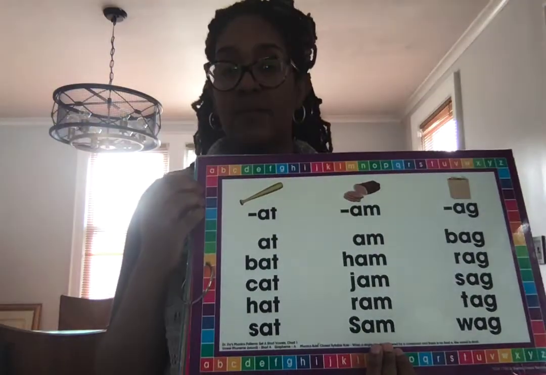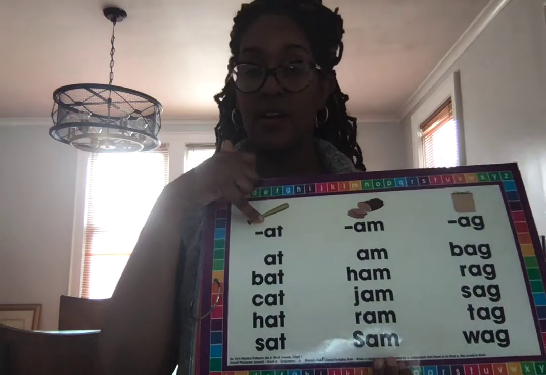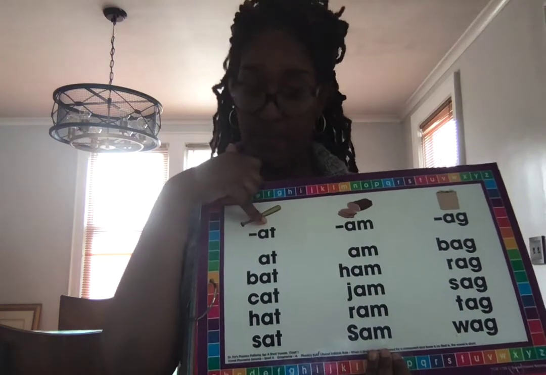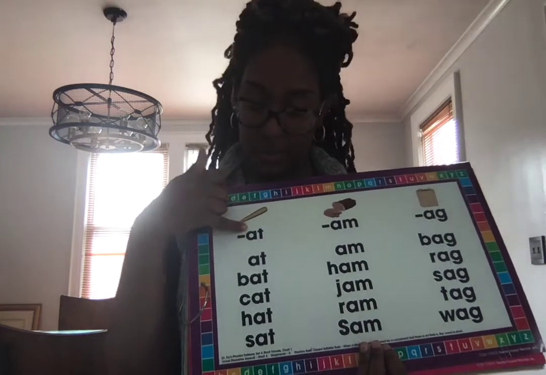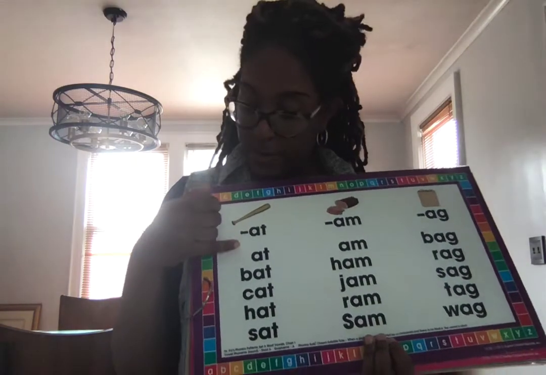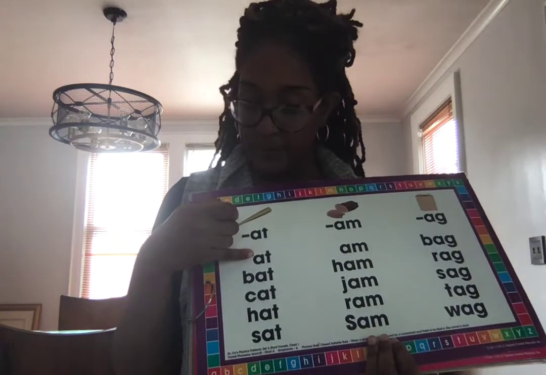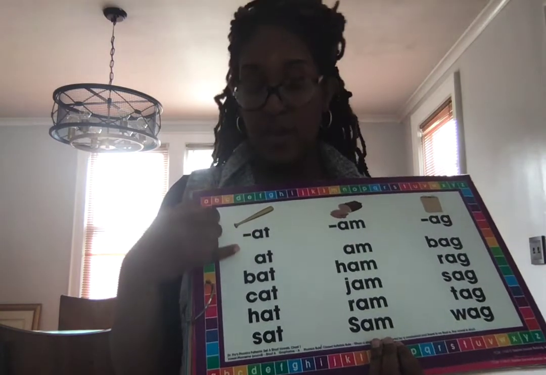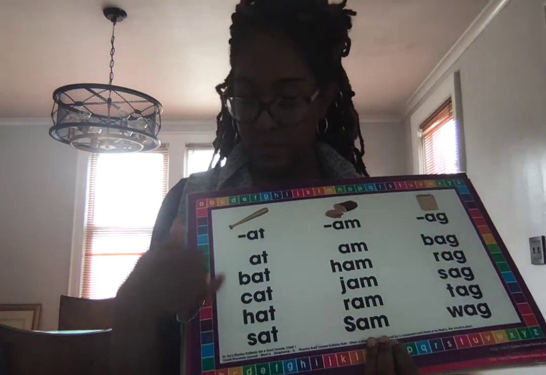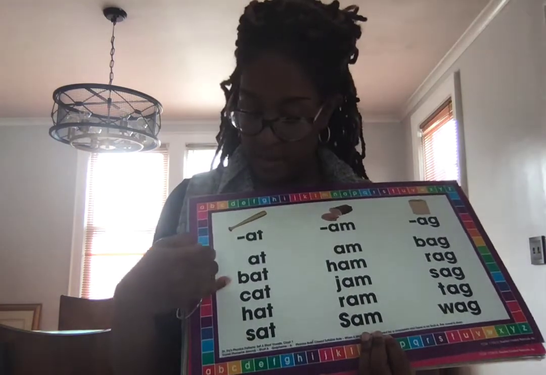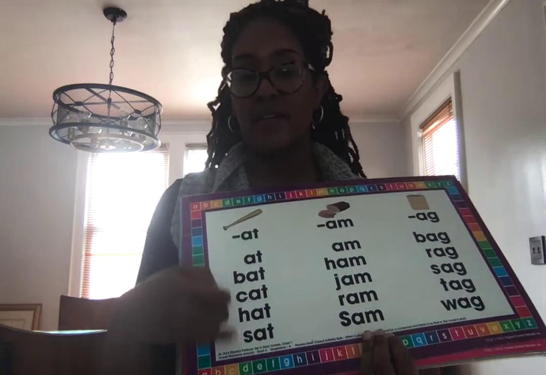So if we look at our chart and we look at the short A sound of A, at. So we're not talking about the long A like apricot, we're talking about the short A like apple. So you put the AT together, and you get at. You add the other letters, you can add a B, C, H, S, and so on, and you get a completely different word. Bat, cat, hat, and sat.